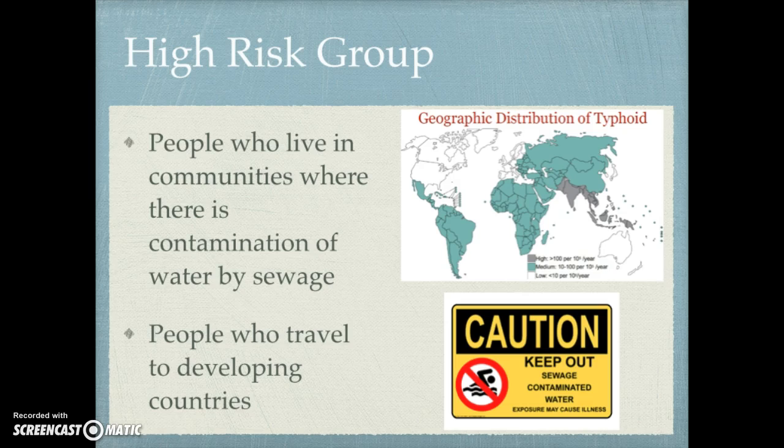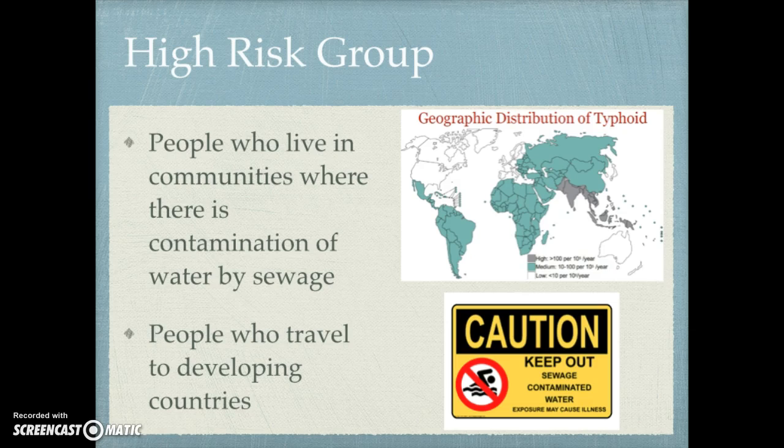The people at the highest risk of developing typhoid, as seen here, are those who live in the developing world where sewer systems are not quite as developed, so there is a higher likelihood that sewage water will contaminate drinking water. So the people living in these developing communities are at highest risk for developing typhoid.